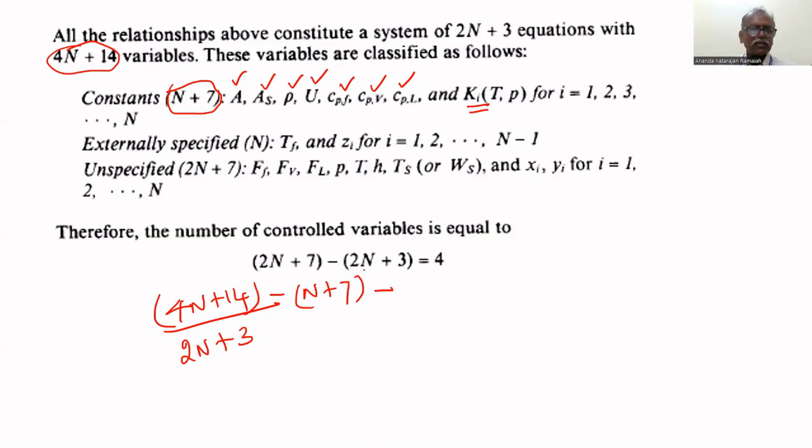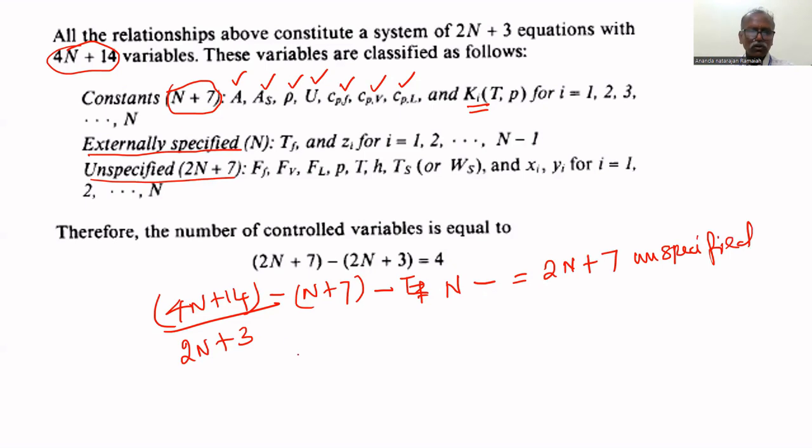Then externally specified variables. We are not able to specify the feed temperature, that is defined by the ambient condition, so that we have to subtract. That is 1. And Zi varies from 1 to N minus 1. Again, you have to subtract one more N for externally specified. So the remaining is 2N plus 7 unspecified.